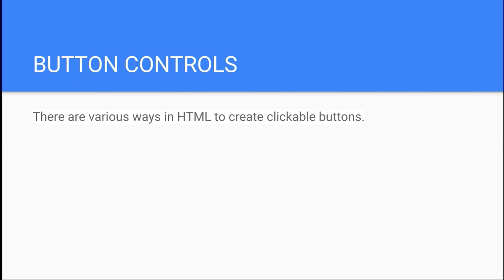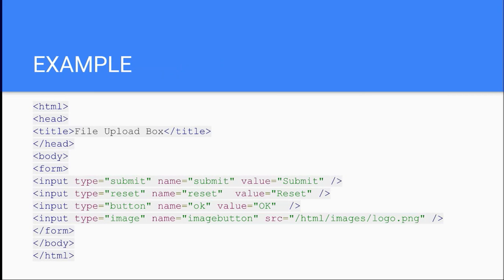And our next option is button controls. There are various ways in HTML to create clickable buttons like submit, reset, button, and image. Let's have a look at the example here. So we have a submit, reset, button, and image, like all four types of button controls here in the form, and we're closing the form here. The input type is submit, name submit, value submit, reset, type button, and image. Let's try this code.